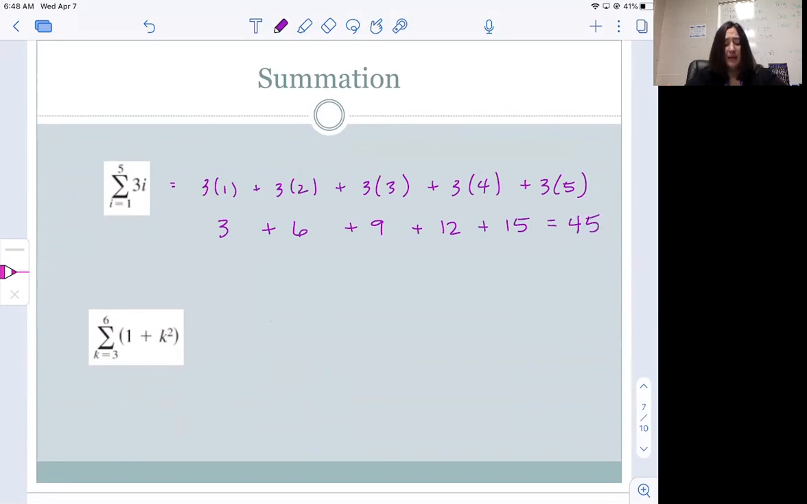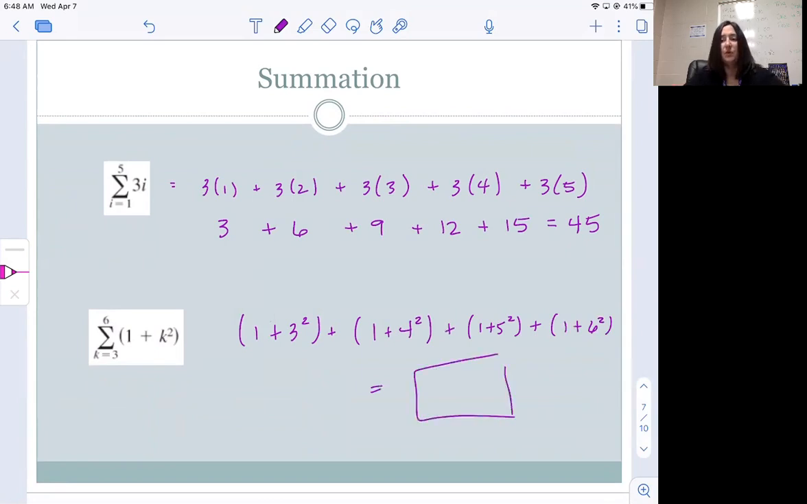For the one on the bottom, it's the same thing, but you start at the number 3 and end at the number 6. So you'd have 1 plus 3 squared plus 1 plus 4 squared plus 1 plus 5 squared plus 1 plus 6 squared. You can type that into the calculator and find what that sum is equivalent to.